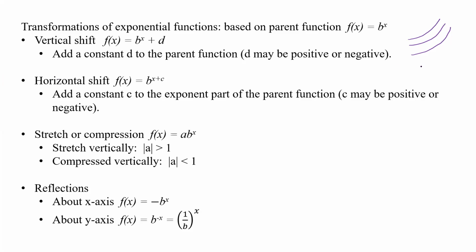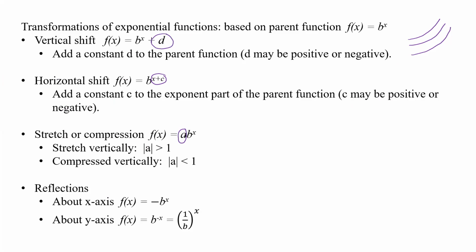We can do a horizontal shift, which means left and right, and that's going to be based on our exponent. So it's by that c. So add a constant c to the exponent part of the parent function. c again is going to be positive or negative. Right now we're just looking at all the possibilities, and then we're going to go into a little more detail as we go. So the shift in the exponent here is horizontal. This was our vertical shift. Now we can do a stretch or compression, and that's going to be based on our a. Okay, and we're only worried about the absolute value of that a.